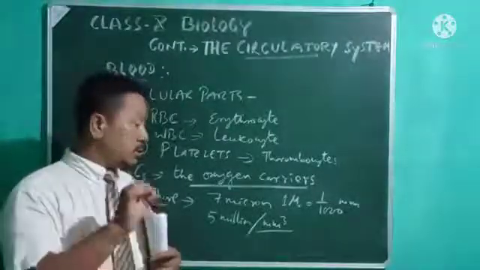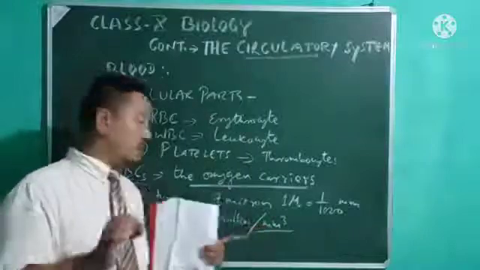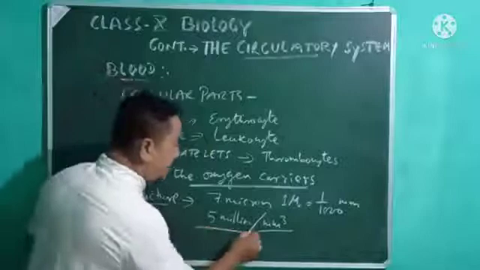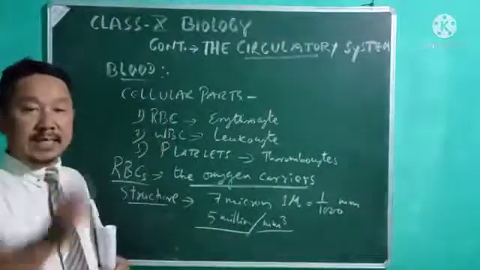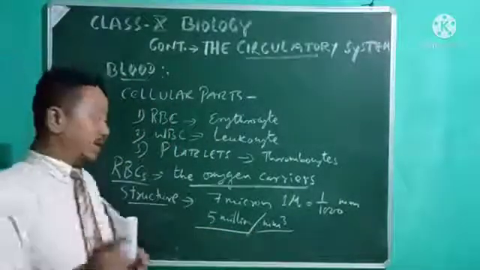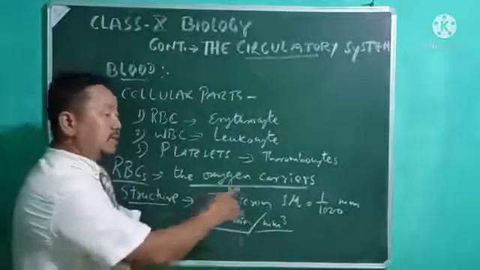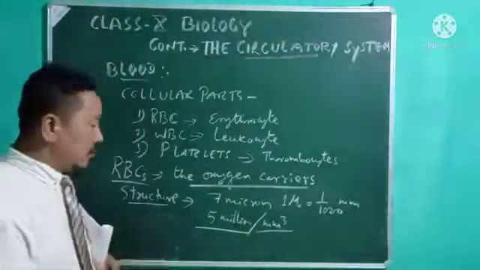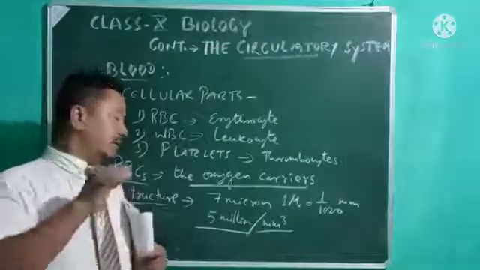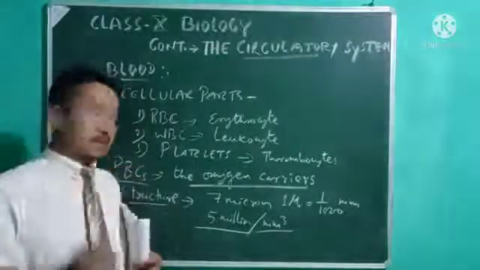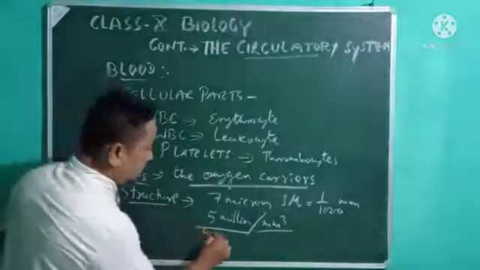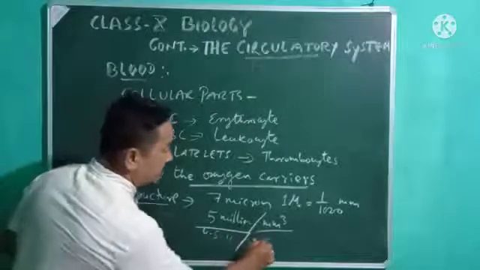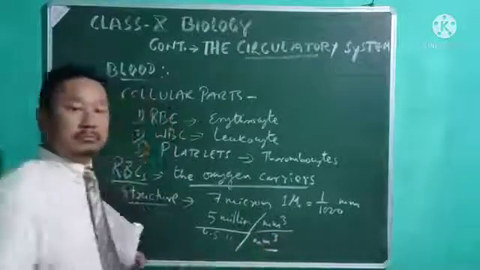you find 5 million of RBC. In an adult male, 5 million of RBC are present in 1 cubic millimeter of blood, whereas in case of an adult female, you find 4.5 million of RBC per cubic millimeter of blood.